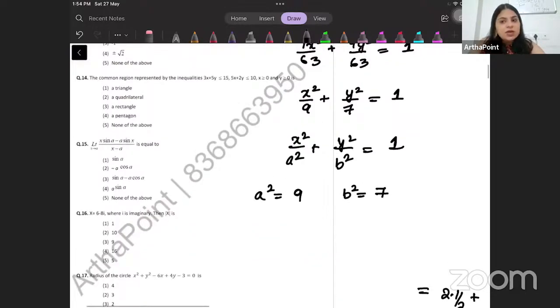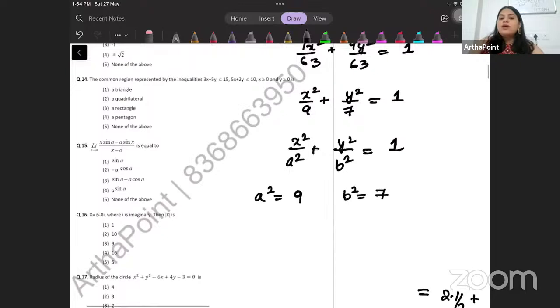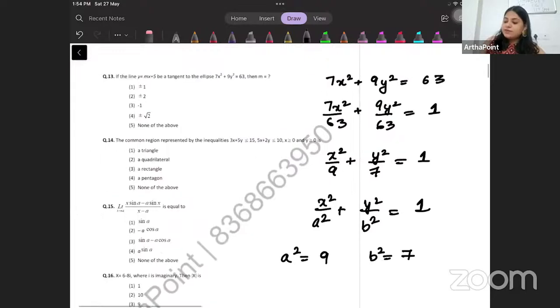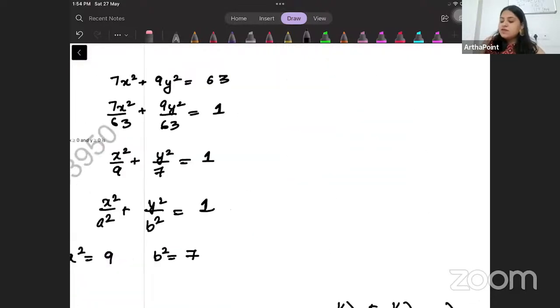Is this clear? Okay. So now beta, if I go to the line, the line is y is equal to mx plus 5. Right? Now, please write down the condition of tangency. So the condition of tangency.